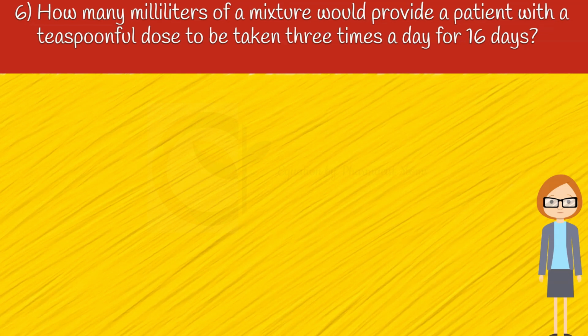Question 6. How many milliliters of a mixture would provide a patient with a teaspoonful dose to be taken 3 times a day for 16 days? To calculate the total volume of the mixture needed, we first need to determine the volume of each dose and then multiply it by the total number of doses. 1 teaspoon is approximately equal to 5 milliliters.